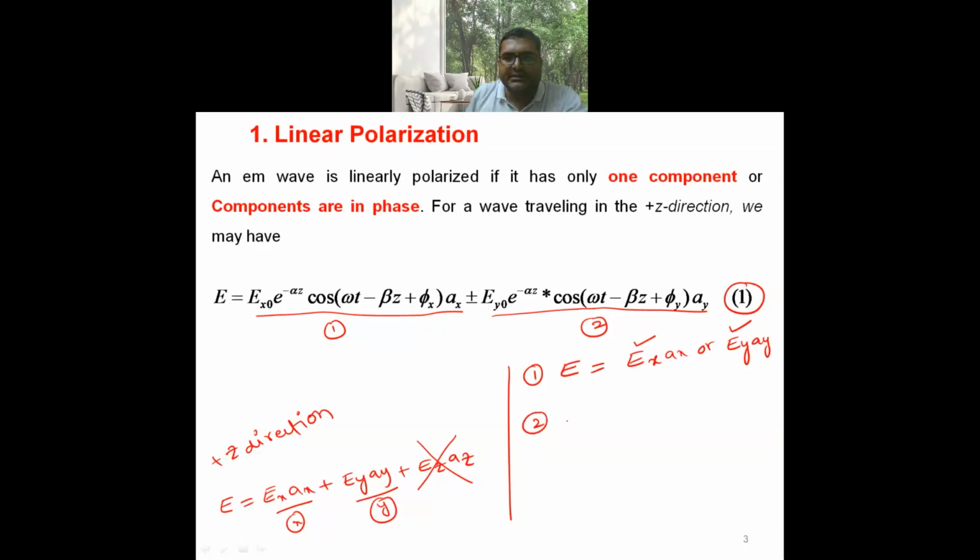In the other situation, the electric field has both the components in such a way that the phase difference between them, phi y minus phi x, is equal to a multiple of pi. In this situation also, the electromagnetic wave is linearly polarized. In two situations, the electromagnetic wave is linearly polarized.